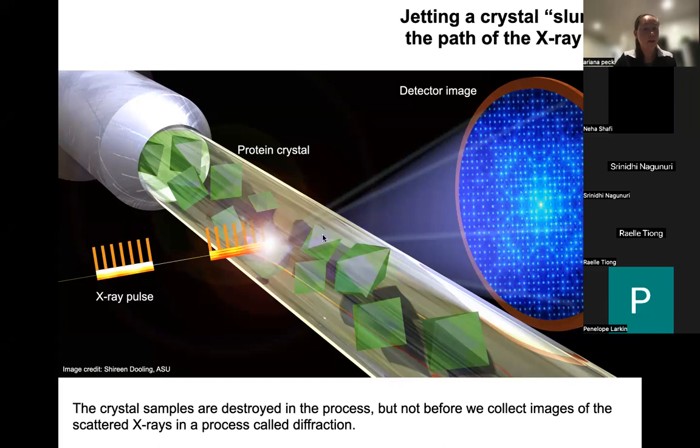And even before they're destroyed, we're able to collect this diffraction image that we discussed on the previous slide, as you can see here with all these really bright spots that are related to the protein structure that we're ultimately most interested in understanding and figuring out from this experiment.